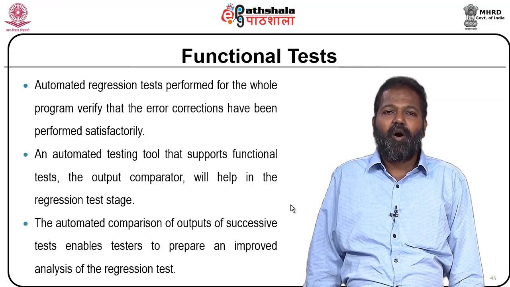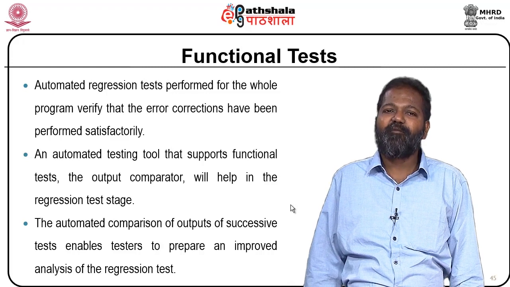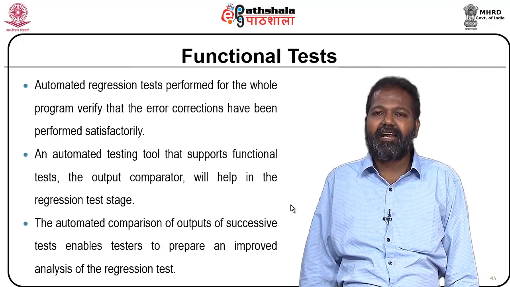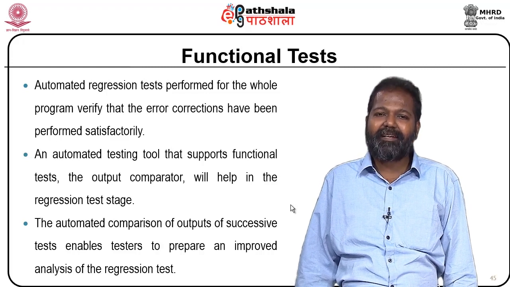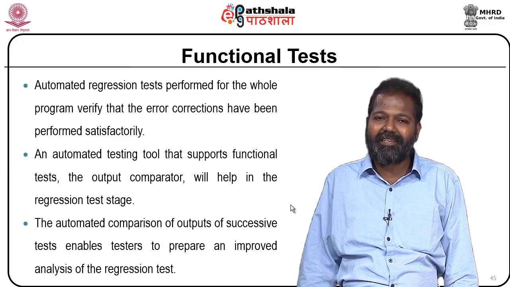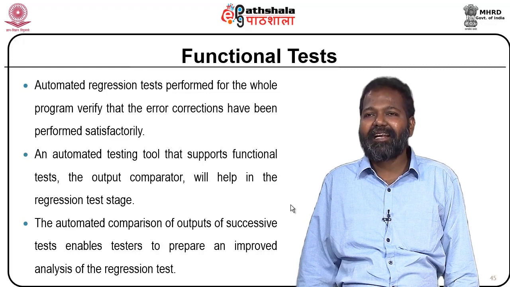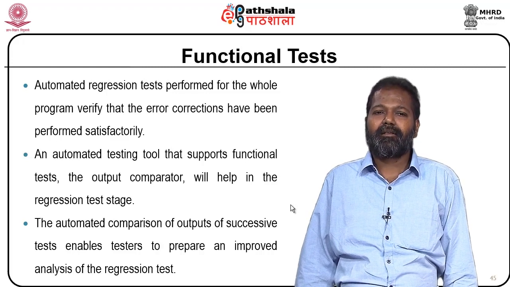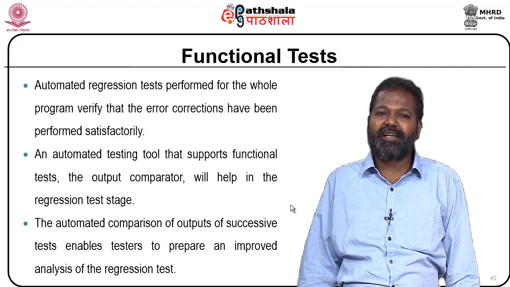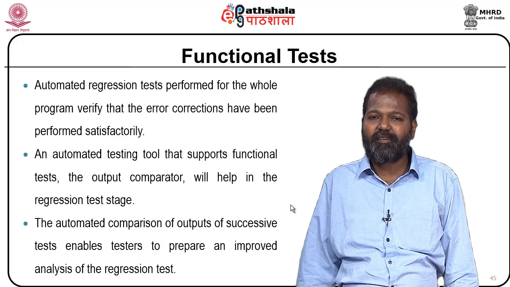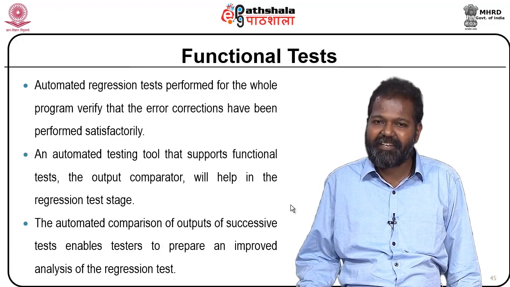Functional tests. Automated regression tests performed for the whole program verify that the error corrections have been performed satisfactorily. An automated testing tool that supports functional tests, the output comparator, will help in the regression test stage. The automated comparison of outputs of successive tests enables testers to prepare an improved analysis of the regression test.